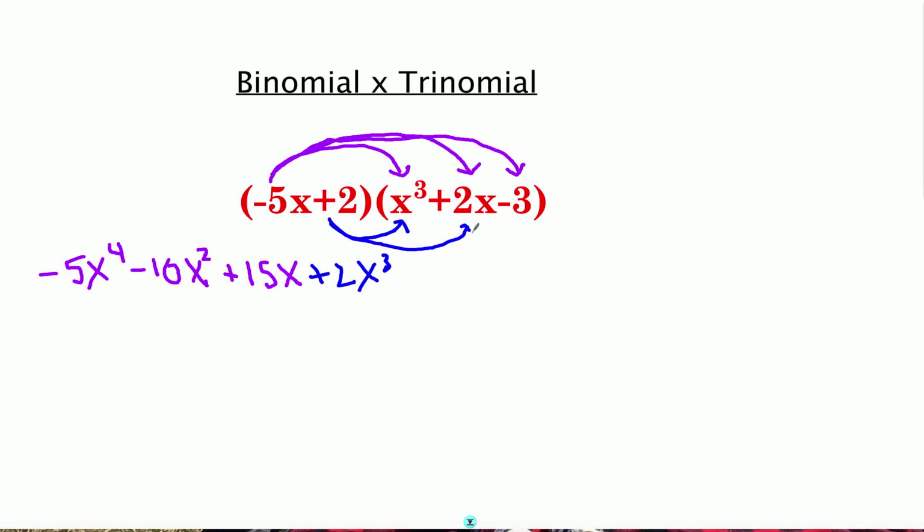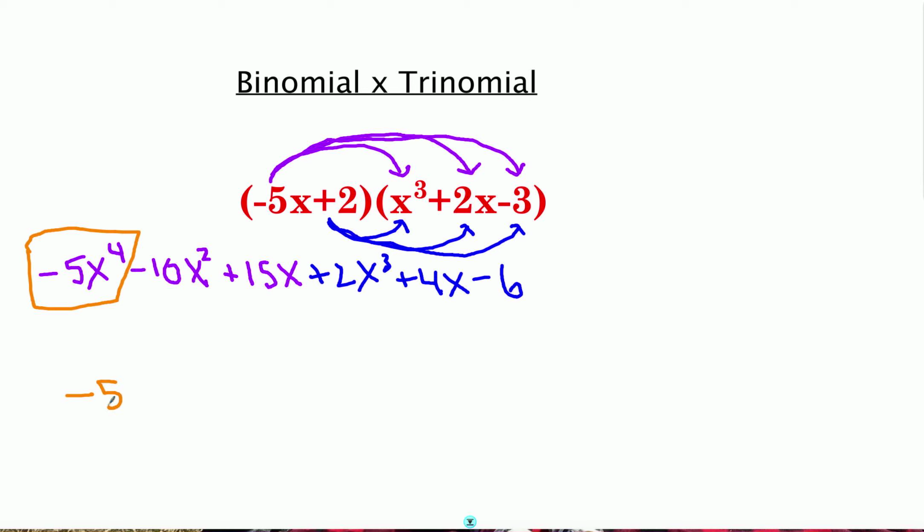This would give me plus 4x. And then lastly, my constant times my constant here would give me minus 6. So you can see it's pretty time consuming. So now I'm going to carefully combine like terms to write my final answer.